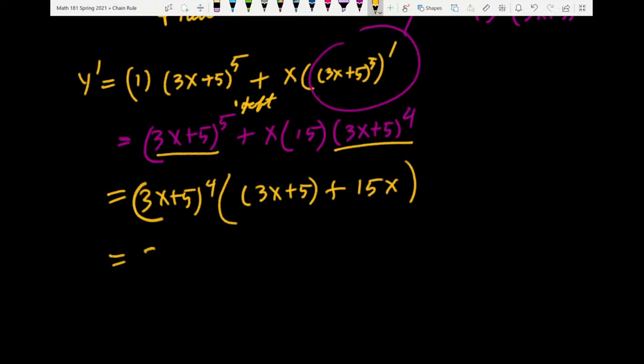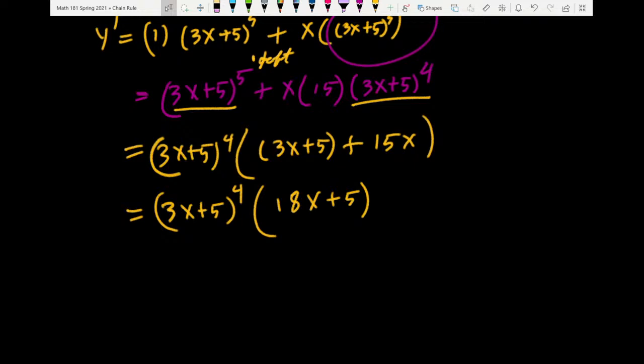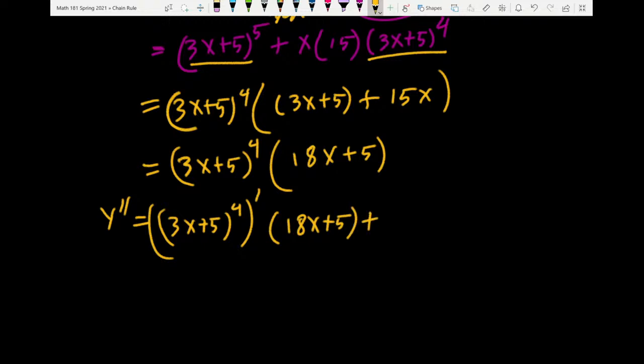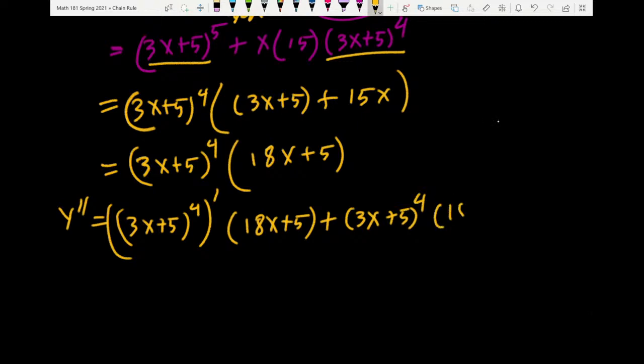All right, let's simplify it a little bit more. (3x plus 5) to the 4th. This becomes 18x plus 5. Now, this is the first derivative. How do we do the second derivative? Again, we got to do the product rule. So (3x plus 5) to the 4th, derivative of that, 18x plus 5, plus (3x plus 5) to the 4th times 18, the derivative of that inside.